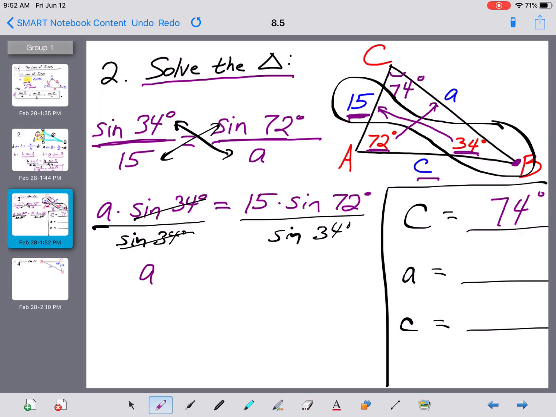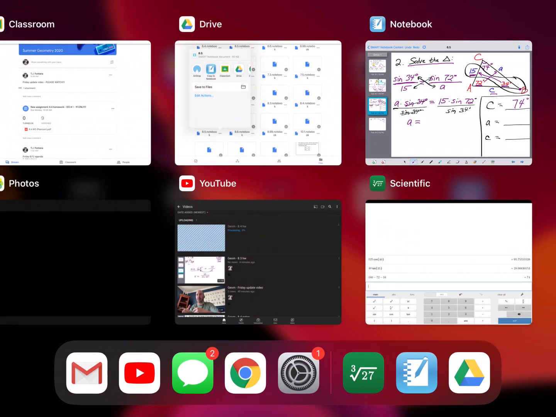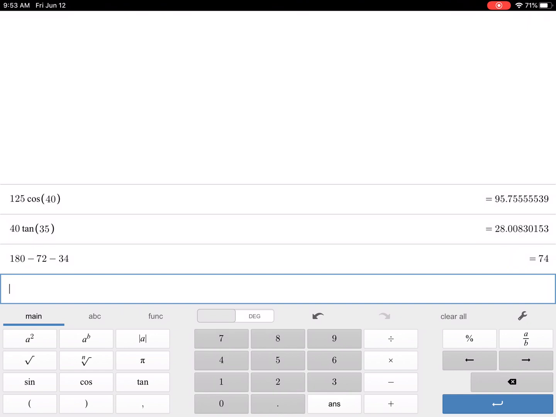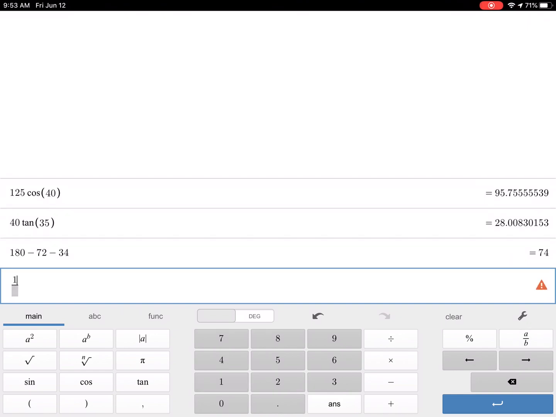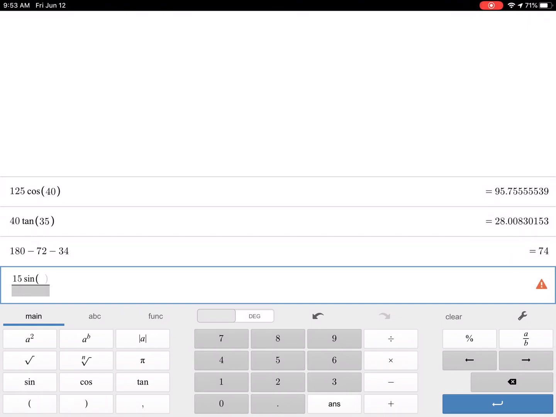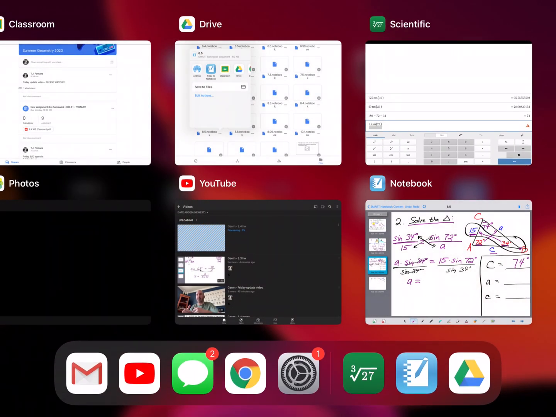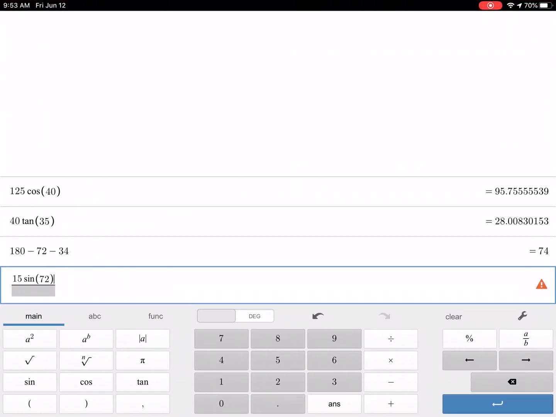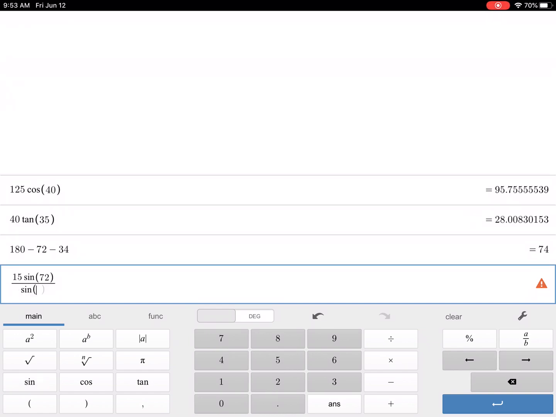And we're going to get A is equal to, and this can get just a little bit tricky to put in your calculator, so let me do it with you guys. 15 sine 72 over sine of 34. Okay, I'm going to use my stacked fraction button, and I'm going to type in 15 sine of 72, divided by the sine of 34 degrees.